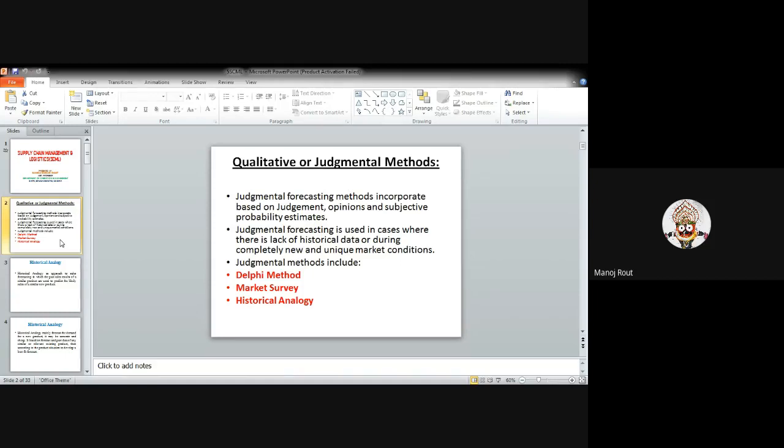If you include the Delphi method in this particular method, the Delphi method, the market survey and historical analogy should be included. In the previous class we have already discussed the Delphi method and market survey. So today in class we are discussing the historical analogies.